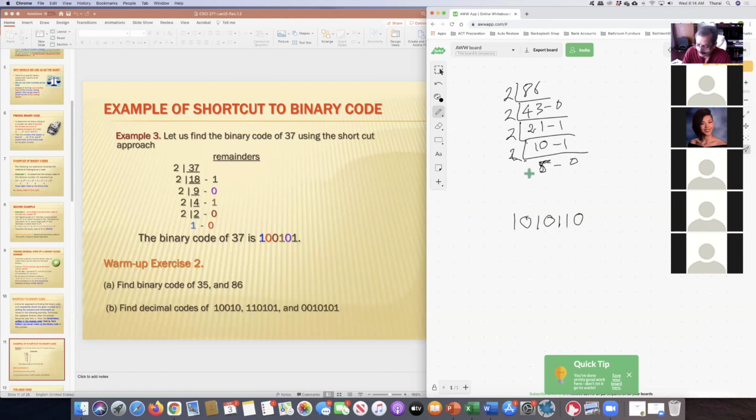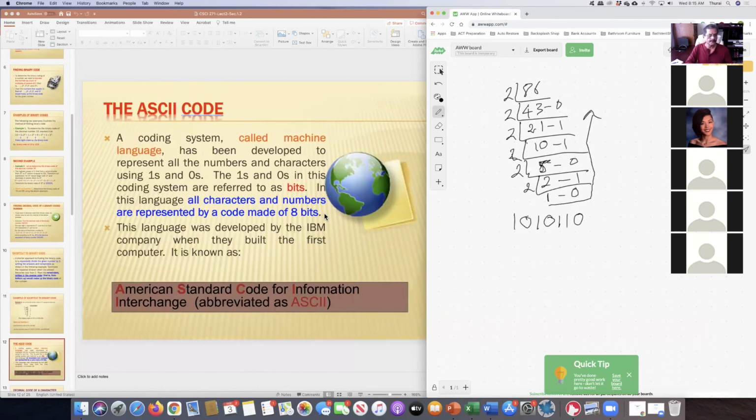Let me finish myself anyway. 2 goes into 5 2 times, 1 remainder. 2 goes into 2 1 time with 0 remainder. So 1010110 is correct. Very good. That is the correct code. So I'm going to move on. I have to think that you got it.